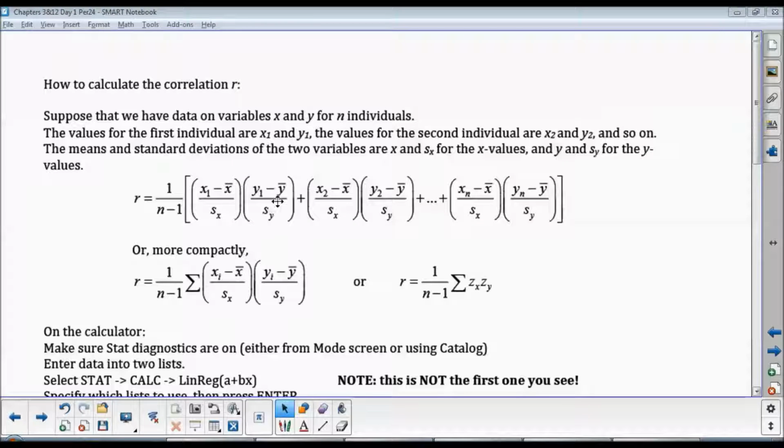Now the version that's actually on your formula sheet looks like this. So r is 1 over n minus 1 times the sum, remember, uppercase sigma in Greek, the sum of all your z-score in the x direction times z-score in the y direction. So you find both of these for each number and you add them all up. For the example that we just did, we would have 13 products. You find a product for the first term, a product for the second term, a product for the third term, all the way up until your 13th term. You'd add all these up and then divide by n minus 1. In other textbooks, I've seen it written like this, where you have z-score for the x times z-score for the y.